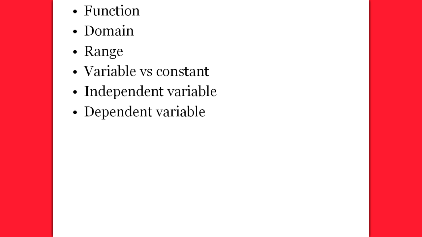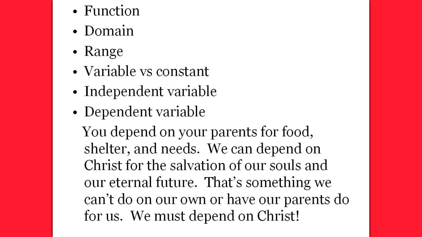Okay, so when we talk about independent and dependent variables, in relation to what we were just talking about, variables and constants, there are lots of things that we have to depend on other people for. You depend on your parents, most of you, for food and clothing and shelter and the money for all the things that you need and your education and that type of thing. And so you're dependent on them. You get to the point, however, that you'll be independent of those things.